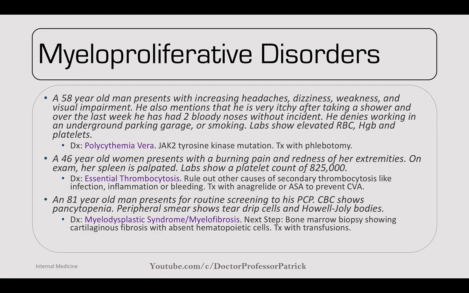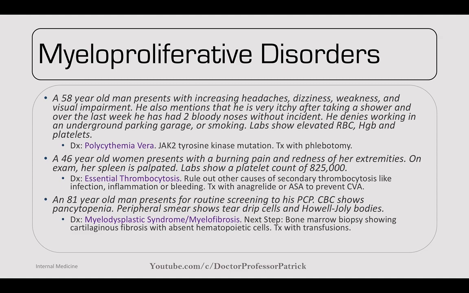Next, there's a 46-year-old woman presenting with burning pain and redness in her extremities. On exam, her spleen is palpated. Labs show platelet count of 825,000. This is essential thrombocytosis. You want to rule out any causes of secondary thrombocytosis like infection, inflammation, or bleeding. And you want to treat with anagrelide or aspirin to prevent strokes.